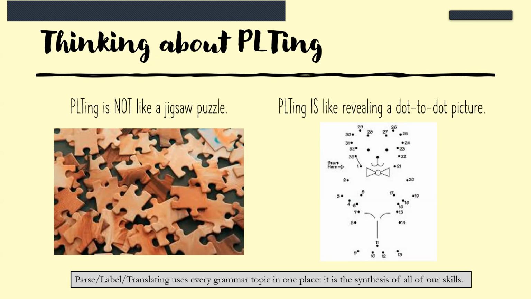Students think of it this way because there is no word order in Latin. So instead of going to look for, say, the verb or the subject someplace, they just kind of make a guess. Instead, parse label translating is like revealing a dot-to-dot picture. There is a way to do it. There is a beginning, there is an end, and if we do it in the right order, then we will come away with a cohesive picture. But it uses every grammar topic all in one place. This is the synthesis of all of our skills. And my goal today is to give you the tools to know exactly how to do that step by step, so we can move from jigsaw puzzle thinking to dot-to-dot picture thinking.